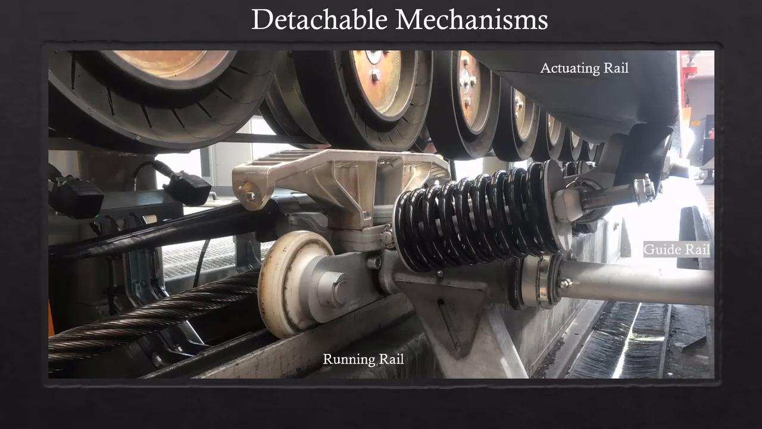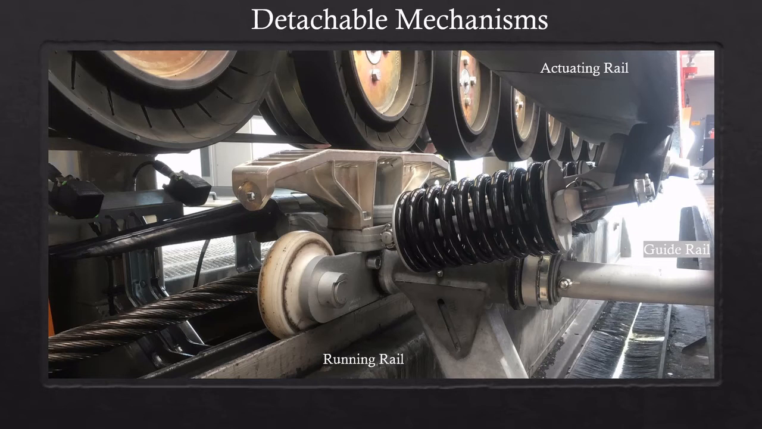Now let's talk about detachable mechanisms. We've talked before about the components of a detachable grip. Now we'll learn how they work with the mechanisms in a terminal for detachable grips to operate. This is a grip that is being opened in order to go back onto the line. Note how the actuating rail is pushing down on the actuating roller to open up the grip jaws.